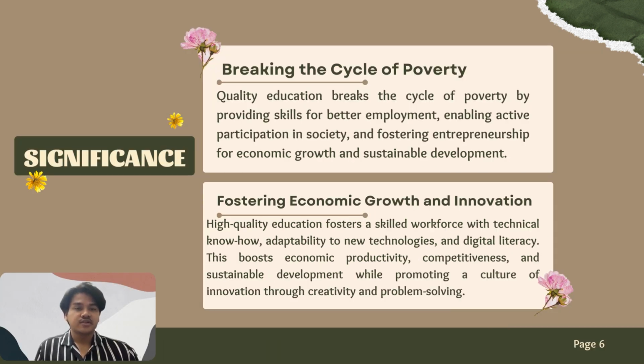Next, the significance of SDG 4 or quality education in the context of sustainable development. Number 1 is breaking the cycle of poverty. Quality education breaks the cycle of poverty by providing skills for better employment, enabling active participation in society, and fostering entrepreneurship for economic growth and sustainable development.